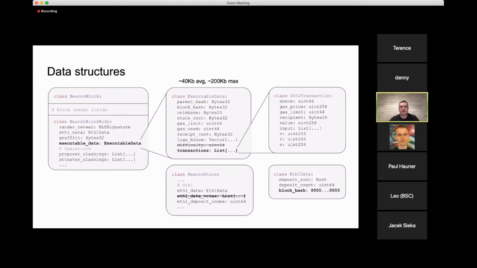In terms of size, currently the Eth1 block is about 40 kilobytes on average. This is according to the current gas limit on Ethereum mainnet. And for the record, the beacon block is about 100 kilobytes or even more on average. So it's not a big gain in terms of size for the beacon block. It's like 30%, something like that. So that's pretty much it regarding the structures.